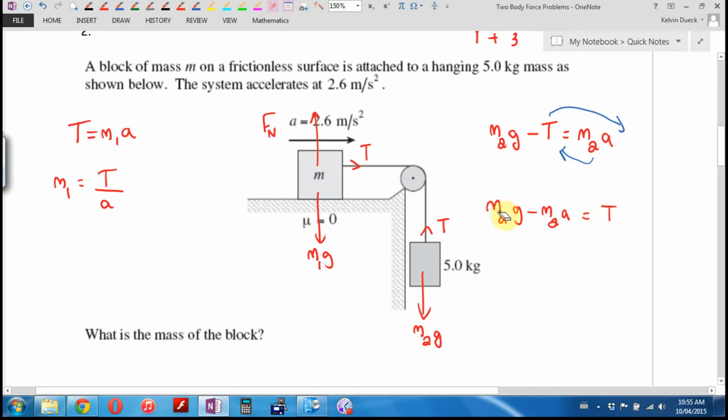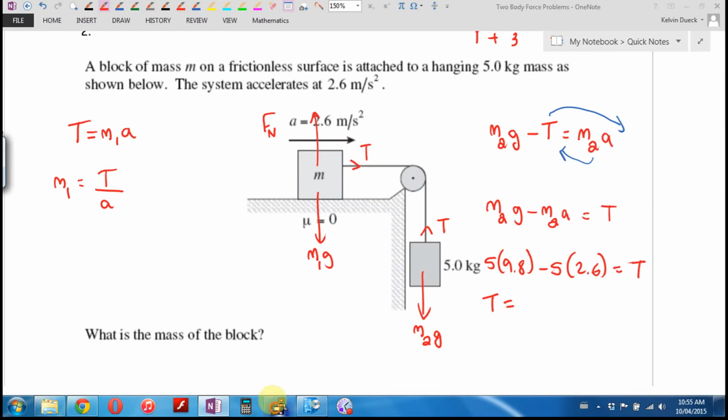Did they tell me mass 2? Yep, 5 kilograms. Did they tell me a? That's why I had to give you that. If I hadn't given you that in the question, then this is impossible to solve. But now I can say it's going to be 5 times 9.8 minus 5 times 2.6. That equals the tension.